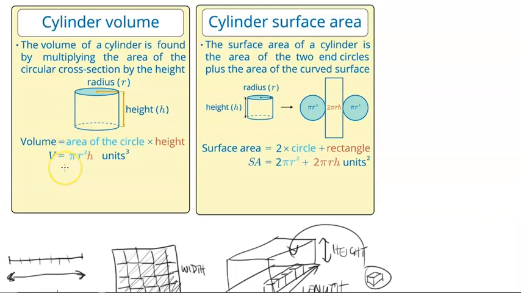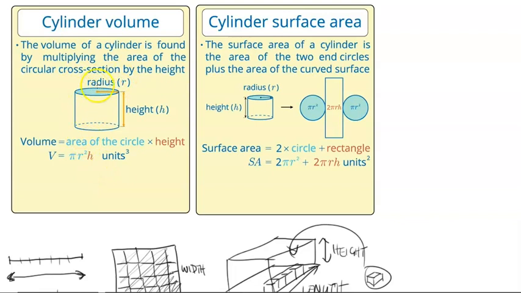And the volume of a cylinder is found by multiplying the area of the circle, also known as a circular cross section. We call it a circular cross section because you can cut it at any point, provided that it's horizontal, and it will still remain a circle, the same size circle.